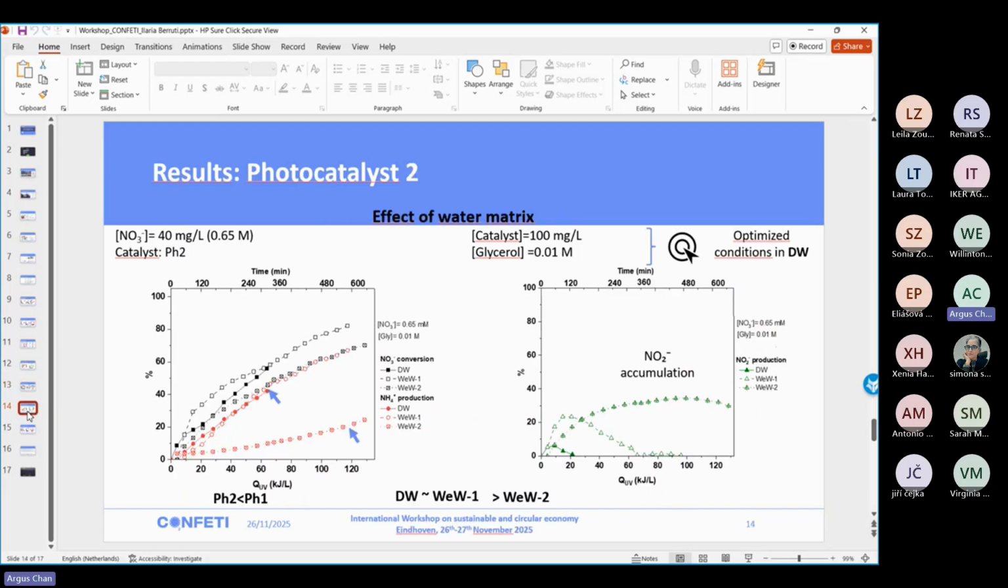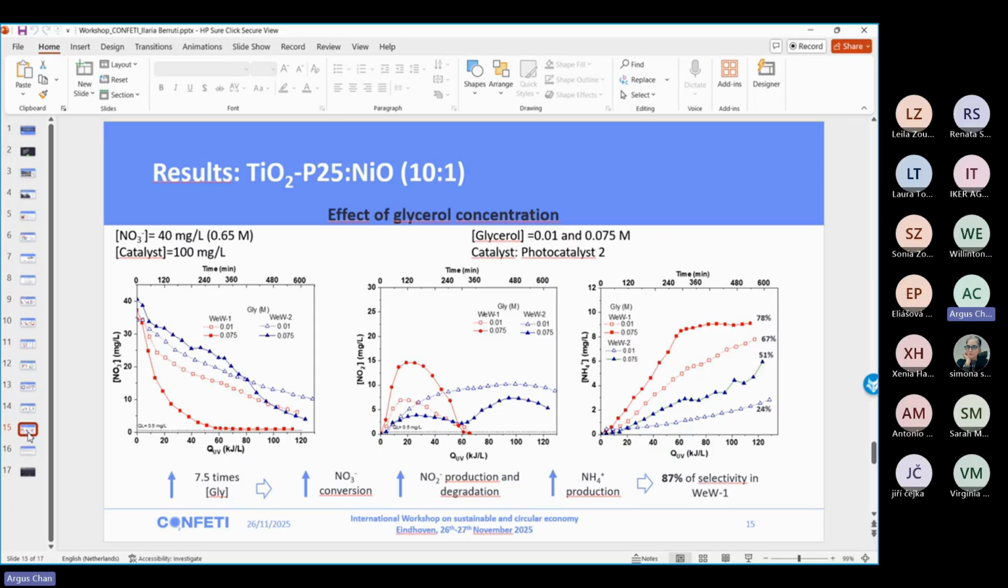We also tested another photocatalyst. We can see that this one has a lower efficiency compared to the previous one, but in this case we have a lower water matrix effect, and similar results have been obtained in well water 1 compared to the mineralized water. And for well water 2, we again have nitrate accumulation. So also in this case, we enhance the photoreduction of the nitrate by increasing the glycerol concentration.